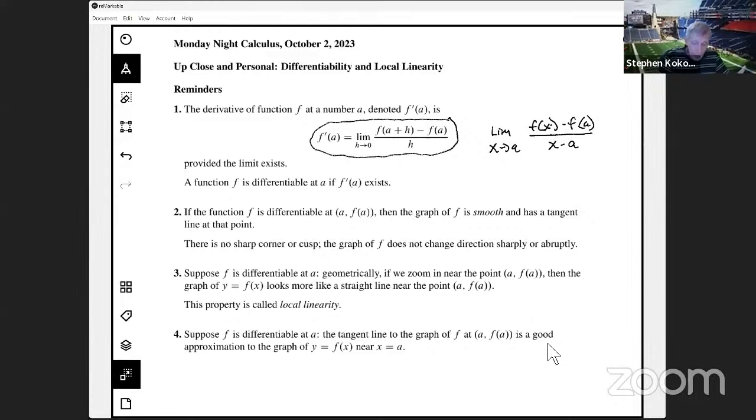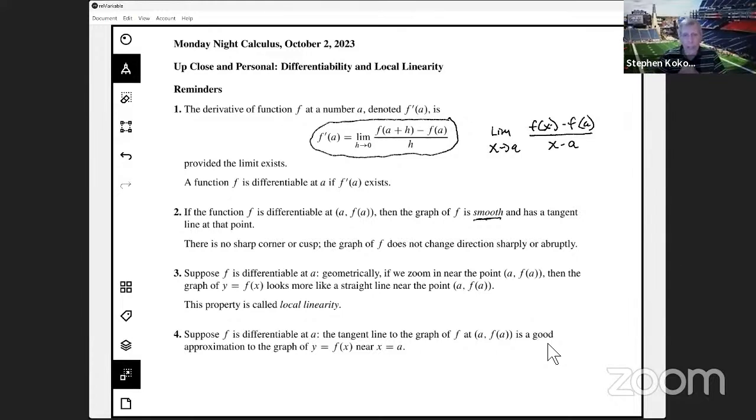So, okay, a function is differentiable at a value a, if, of course, this limit exists. Well, all right, what does the graph of this function look like if it's differentiable at a point a, f of a? Well, the graph of f would then be smooth. That means that it has a tangent line at that point. Tom would have to help me on this one, but I think I remember that this word smooth is used more commonly in upper level, higher level mathematics.